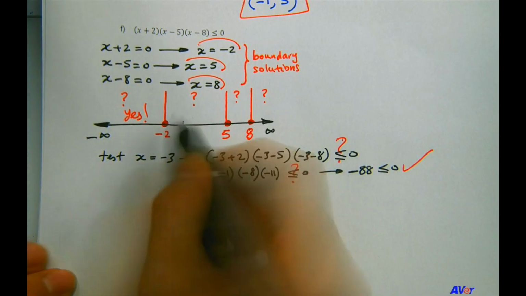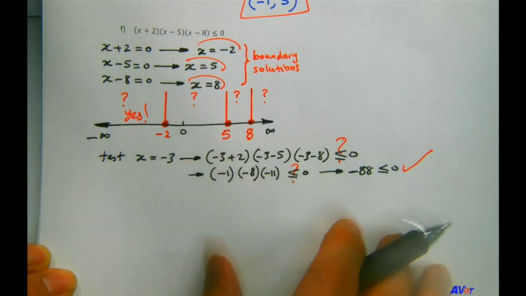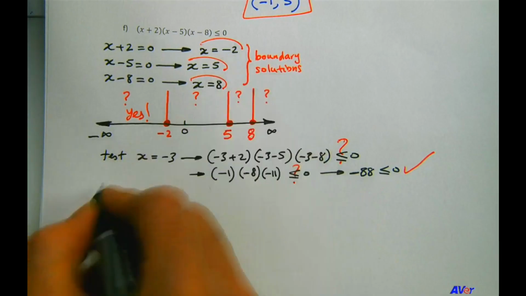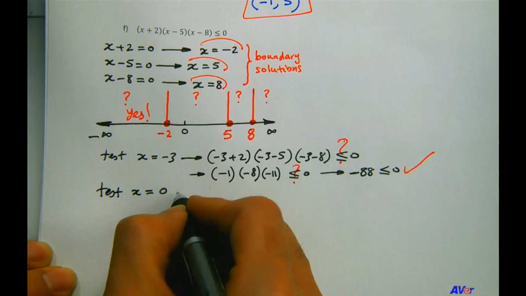So let's test a number here in the middle. And 0 seems to be the easiest number to test. If you like, you can pick 4. It makes no difference. But let's pick the easiest number. Test x equals 0.